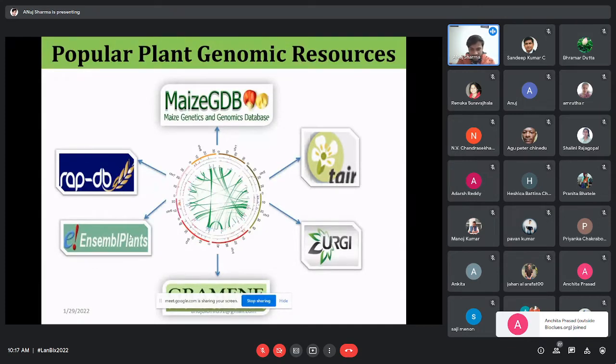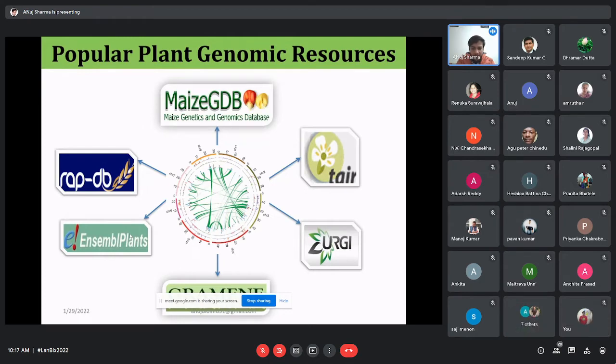And then TAIR is dedicated to the model plant, Arabidopsis. The Arabidopsis Information Resource provides a lot of data about Arabidopsis: genomic pathways, KEGG, gene ontology terms, genomic information, proteomics information and metabolomics. So everything is there in TAIR.